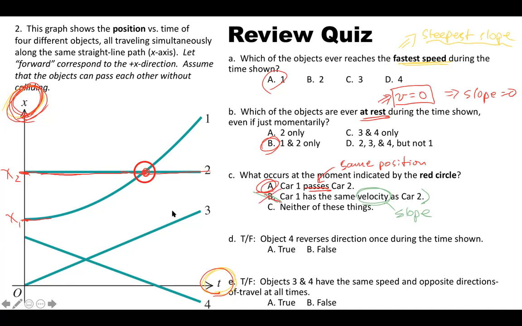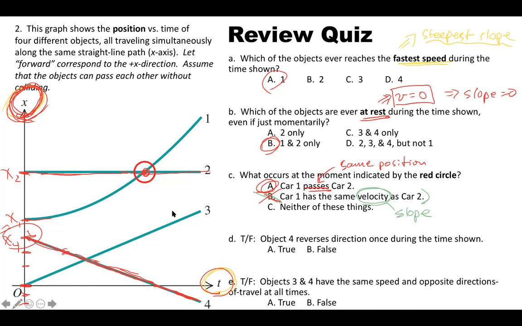Part D, true or false? Object 4 reverses direction once during the time shown. Well, when I look at the graph of object 4's travel, what I see is an object that starts at some initial position, which happens to be in positive x territory. And then at all later times, it's moving to a more and more negative position. At a later time, it passes the origin, and then at later times, its position is even more negative than that. So at all later times, the position of object 4 becomes more negative than its initial starting position.